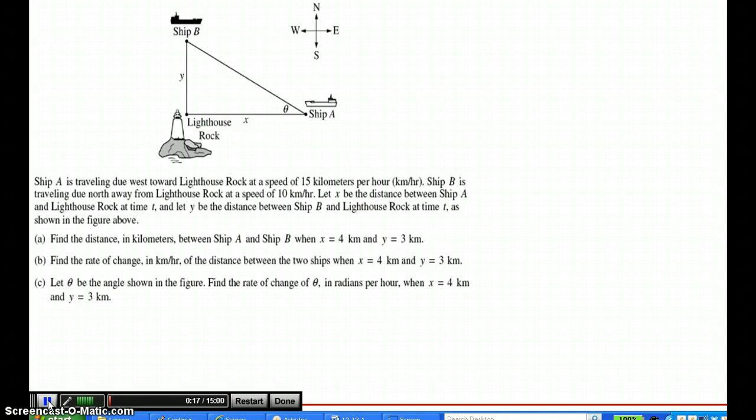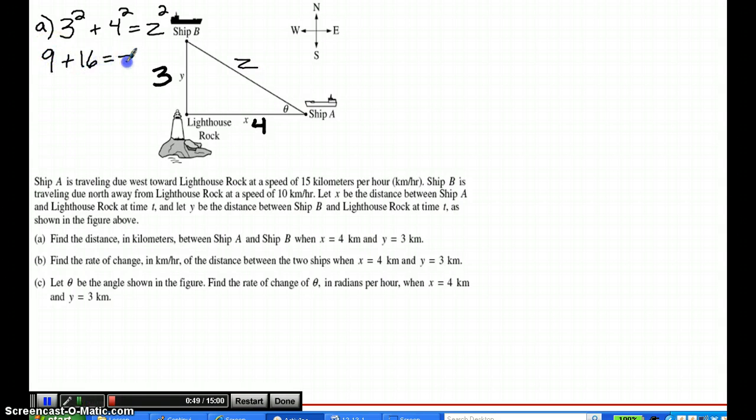Part A asks us to find the distance in kilometers between ship A and ship B when x is 4 and y is 3. Well, this isn't even calculus. All we need to do here is use the Pythagorean theorem. We know that x is 4, y is 3. So part A, I can simply say 3 squared plus 4 squared equals, I'll call it missing distance z, since we'll just use x, y, z. So that's 9 plus 16 is z squared, 25 is z squared, so 5 must be z.